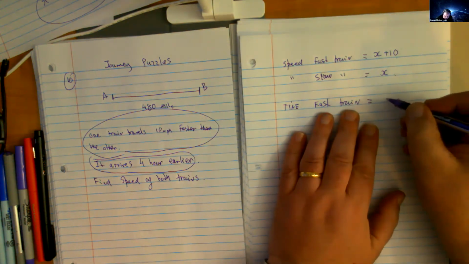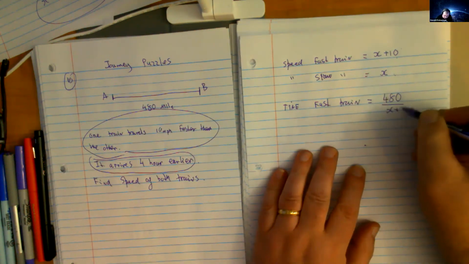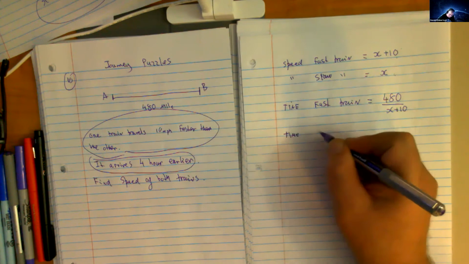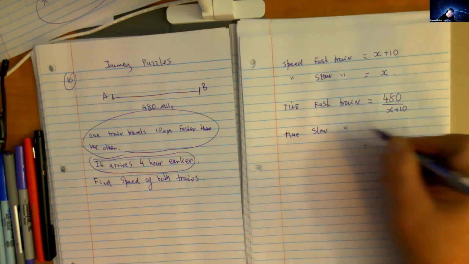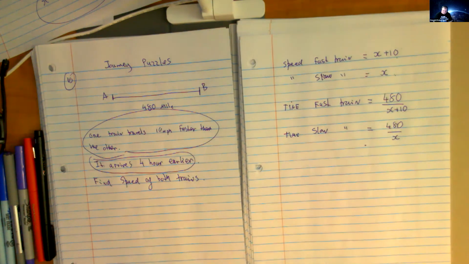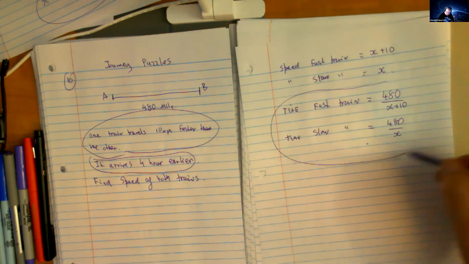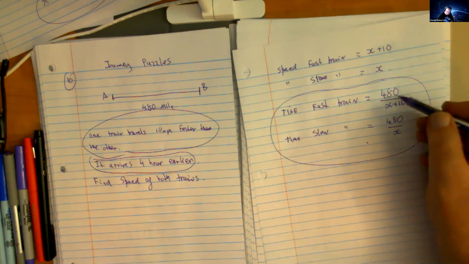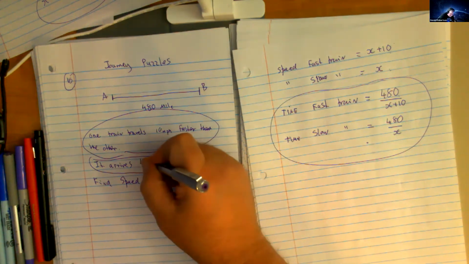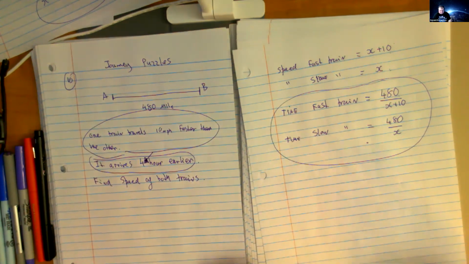Well, for the fast train, it's going 480 miles and its speed is x plus 10. And the time for the slow train, well, it's still doing 480, but its speed is x. So what I've got here is a connection between the two times of the trains using the x's. And the whole goal here is to find the x. Now, this is the guy that's going to be the killer. This is the guy that's going to make it all work.